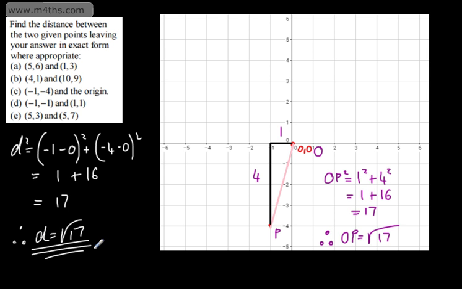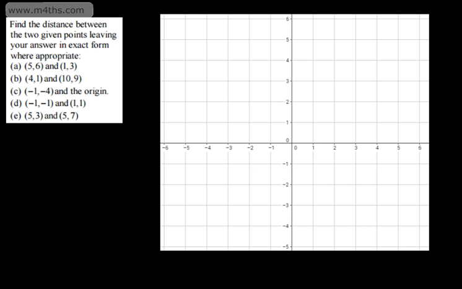Again, you could have turned those around. You could have done 0, subtract negative 1, all squared, plus 0, subtract negative 4, all squared. Exactly as we would have got. Okay, hopefully by now this is getting to be quite straightforward and quite routine.